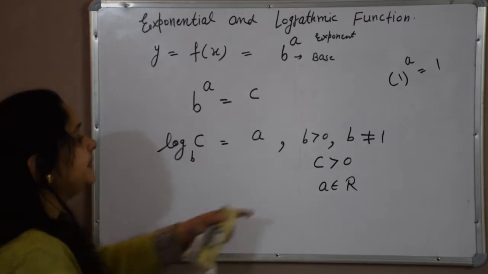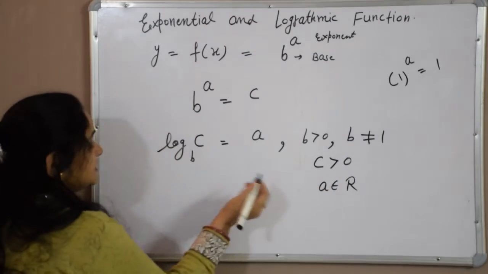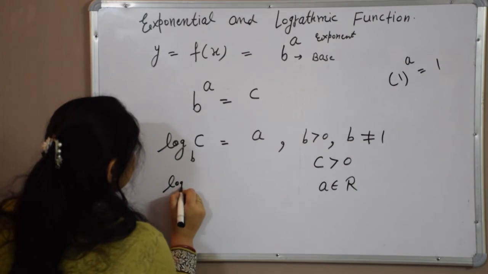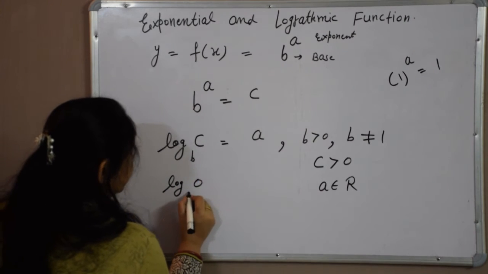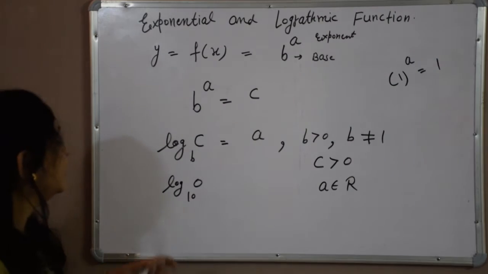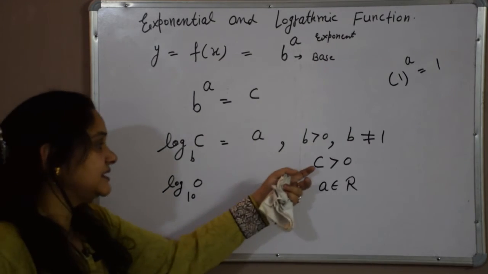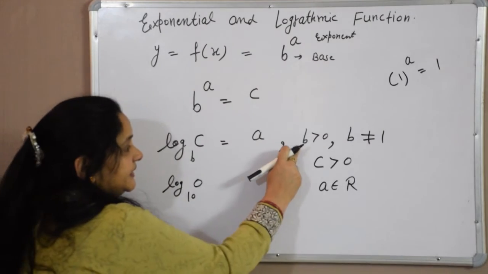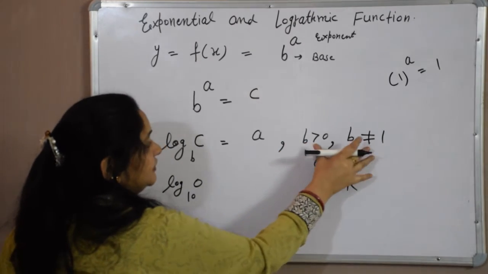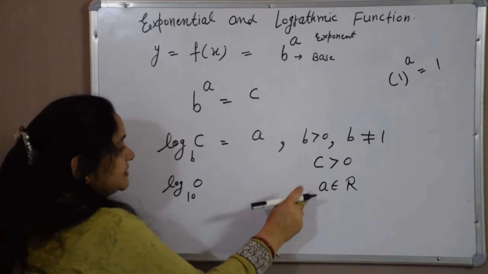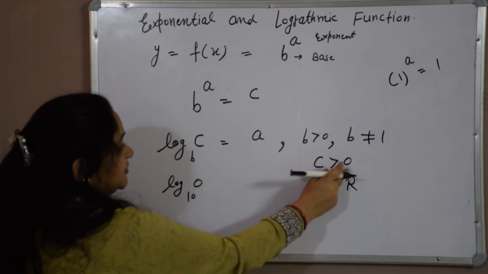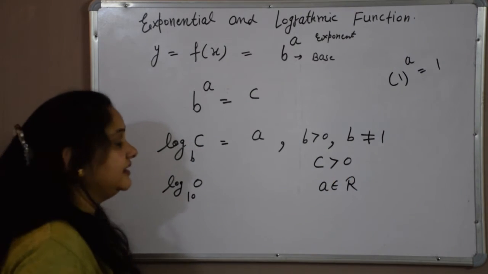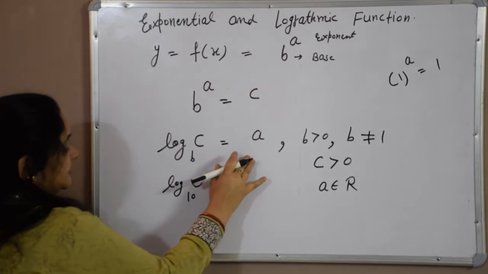Now c should be greater than 0. Suppose I am taking c as 0, log of c to the base 10, and I have to find the value of this. I am telling you why these conditions we are using. b should be greater than 0 and b is not equal to 1. This is our base. And what is the condition for c? c should be greater than 0 and a can attain any value.